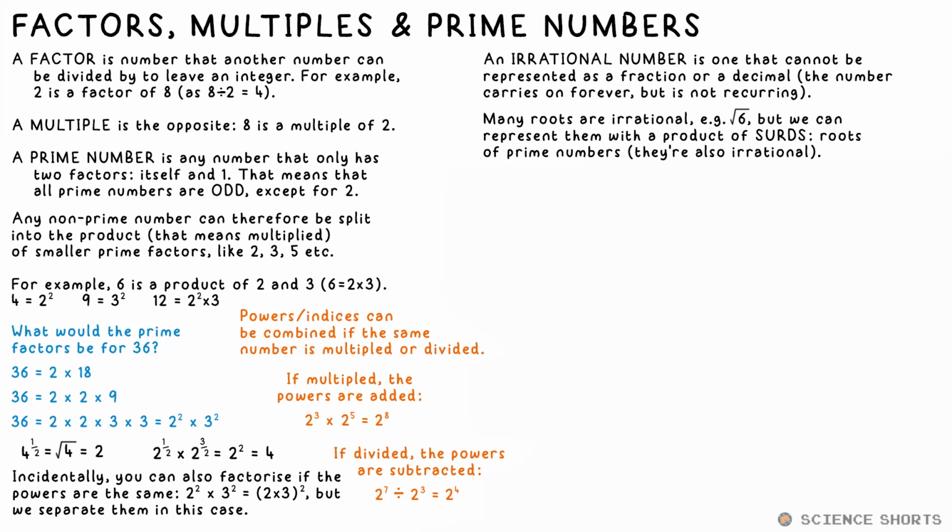This follows neatly on to surds. These are the same idea but with roots instead. The square root of 6 is an irrational number. That is, we cannot represent it exactly using a decimal. It would carry on going forever. It's not even recurring. But we can split it into smaller factors though.